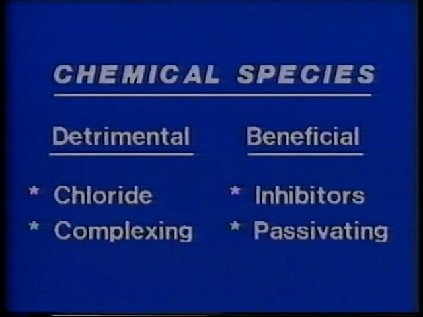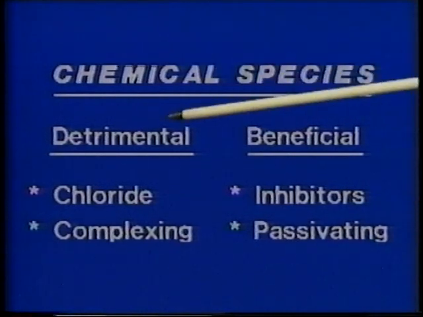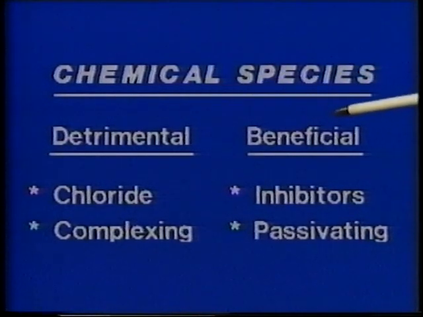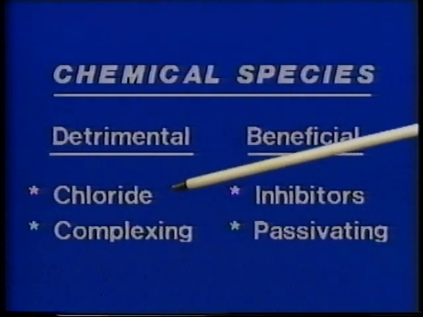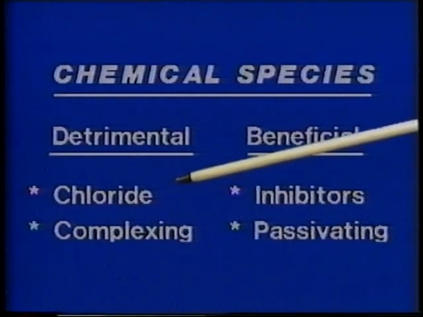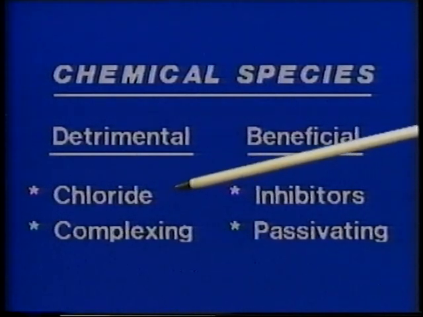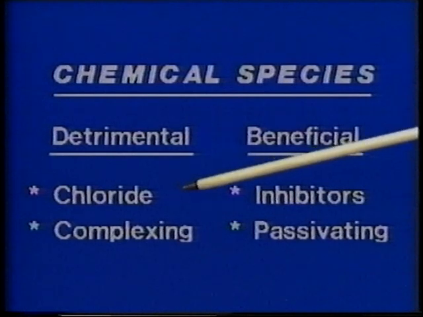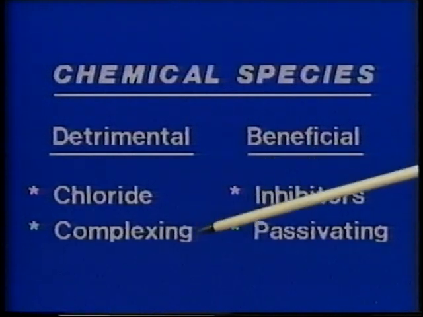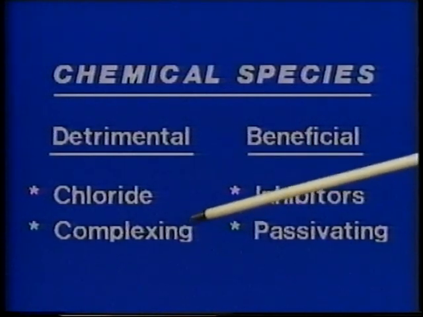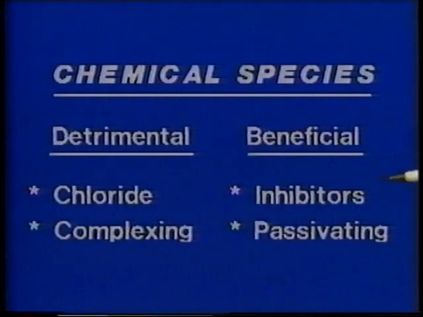Yet another basic characteristic are the chemical species in the environment itself. And we can have both detrimental species and beneficial species. Examples of detrimental species, if we're talking about passive materials, are environments that contain chloride ion. The chloride ion can destroy the passivity, be very damaging. Also, elements in the environment that complex metal ions can greatly increase the corrosion rate. These would be detrimental examples.